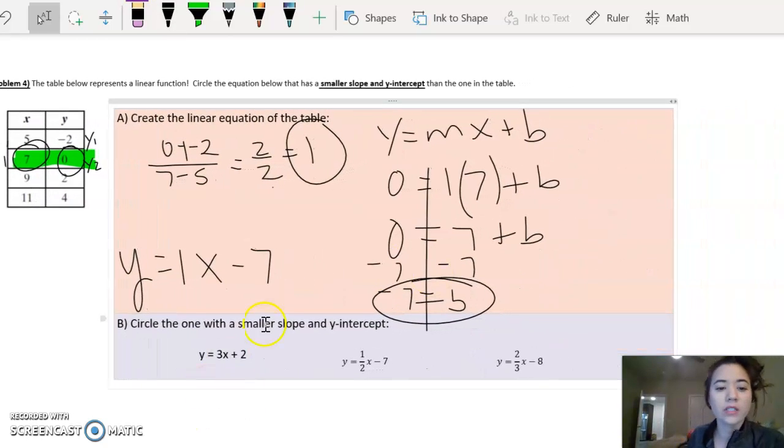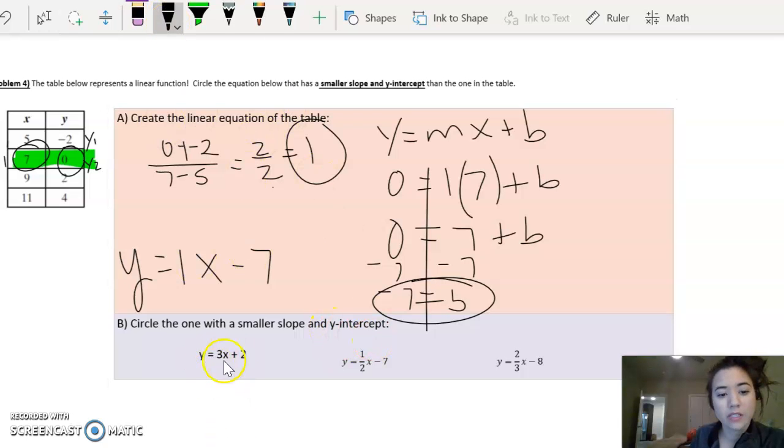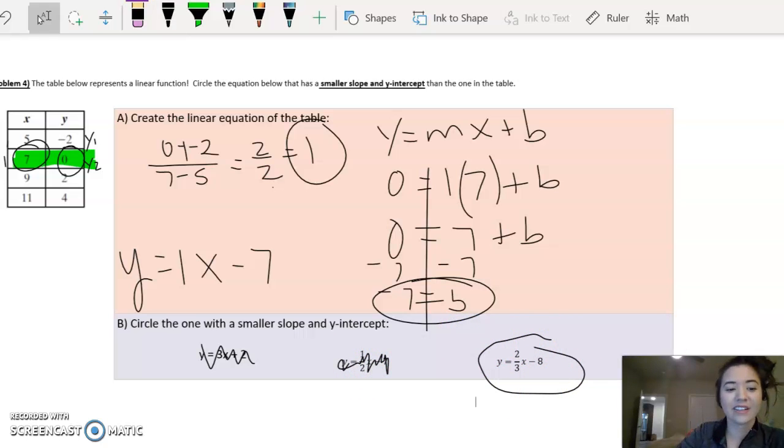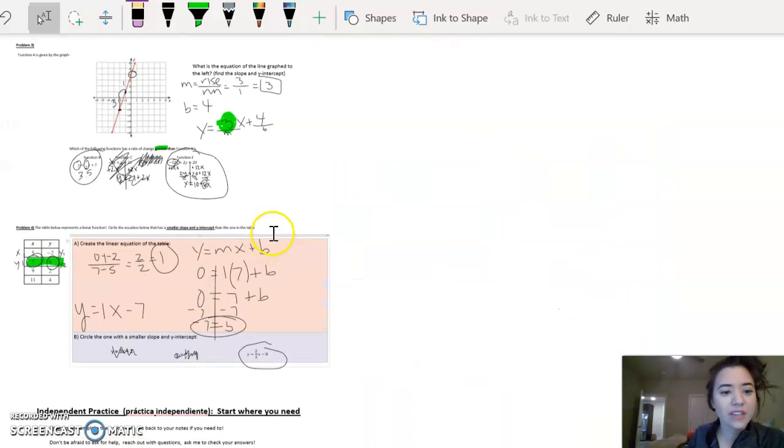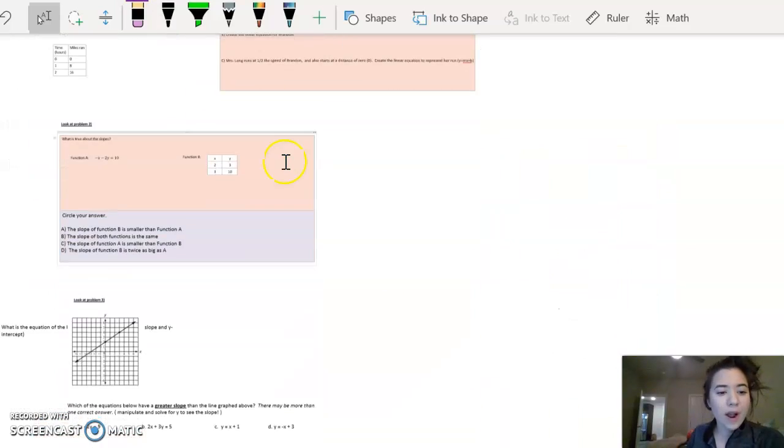I want to know which one has a smaller slope and y-intercept. 3x is not smaller than my slope of 1. 1/2 and 3x are both smaller than 1. But now I need a smaller y-intercept than negative 7. That is negative 7, so that is not smaller. Negative 8 is smaller than negative 7. So that's my answer. All right, sorry I flew through that, but you have your independent practice now to do.